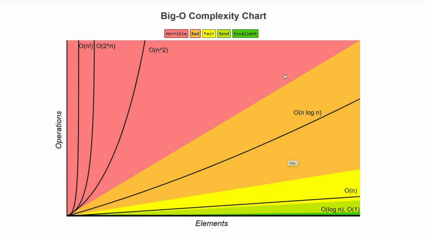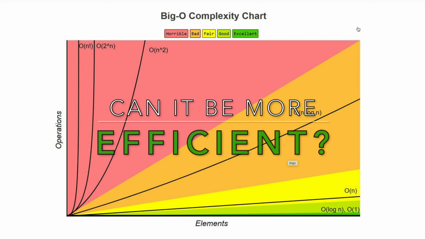Now you have learned what big O complexity is, how to calculate it, and why it is important. Remember to always ask yourself, can the code you write be more efficient? That will help you to become a much better software engineer.